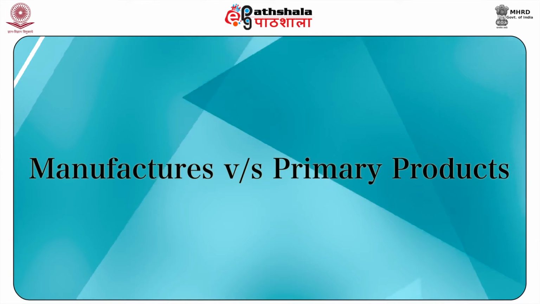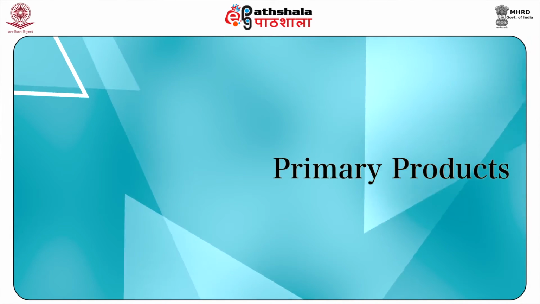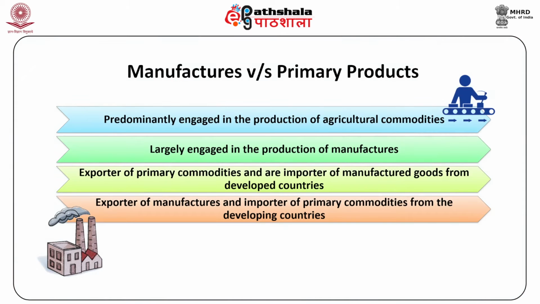Let us now know about manufacturers versus primary products. Developing countries are predominantly engaged in the production of agricultural commodities. Developed countries are largely engaged in the production of manufacturers. Developing countries are exporters of primary commodities and importers of manufactured goods from developed countries. Developed countries, on the other hand, are exporters of manufacturers and importers of primary commodities from the developing countries.